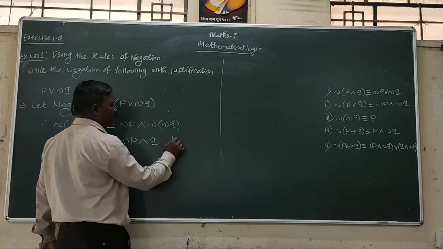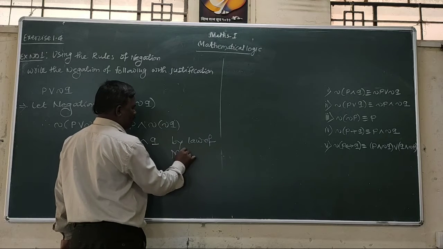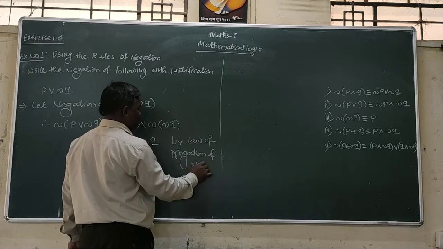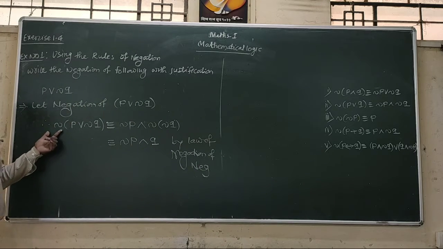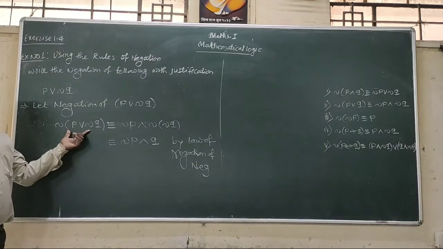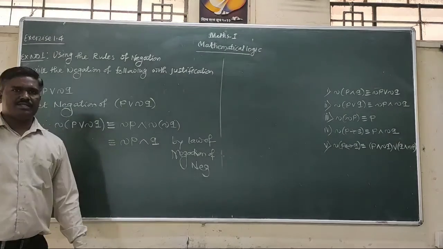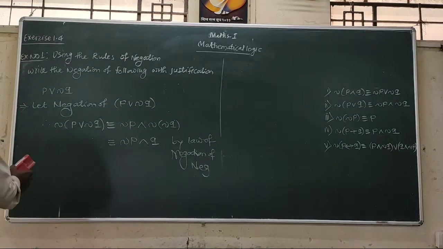Therefore, by law of negation of negation, that is the result: negation of in bracket p disjunction negation q is equivalent to negation of p conjunction q. That is the answer. Again we solve some examples.